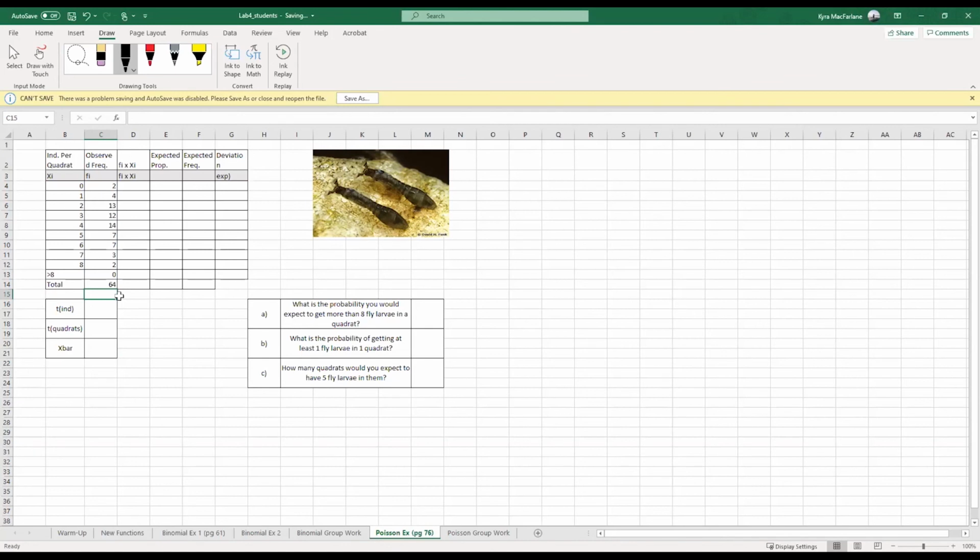This is from page 76, where you have a total of 64 one-meter-square quadrats that are placed at random to sample the number of benthic black fly larvae on a stream bed. The observed frequency of number of quadrats containing from 0 to 8 individuals were determined. So that's what these values are. This total here represents the total number of quadrats, or the total number of samples we took.